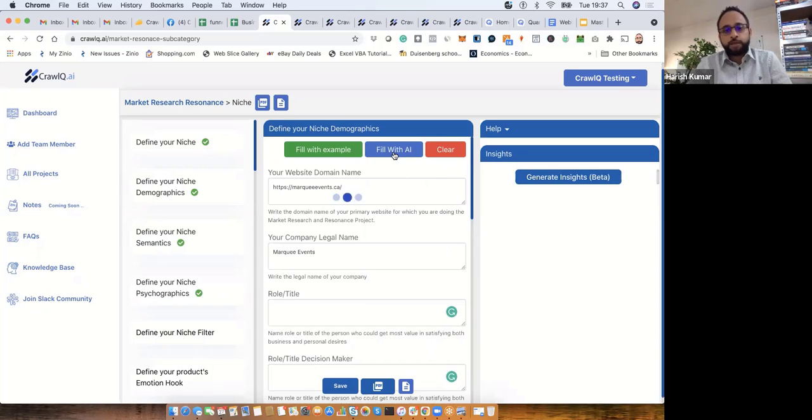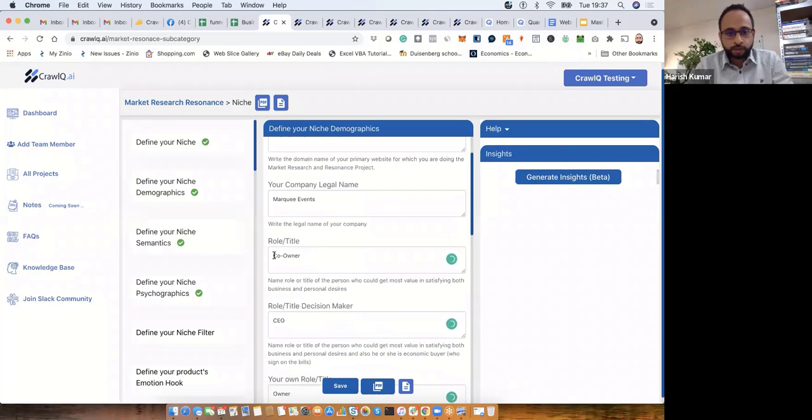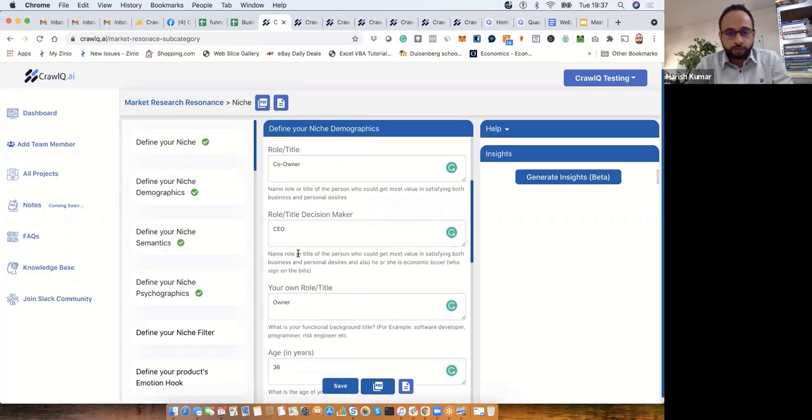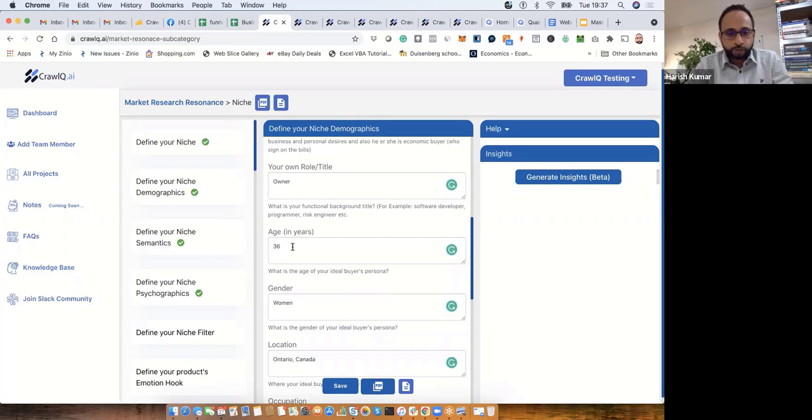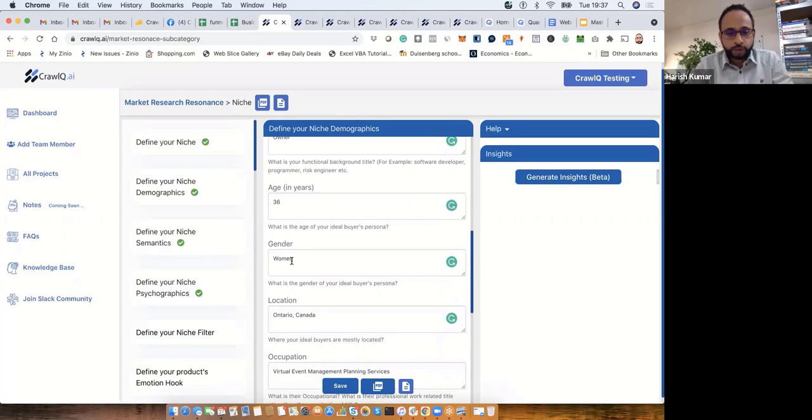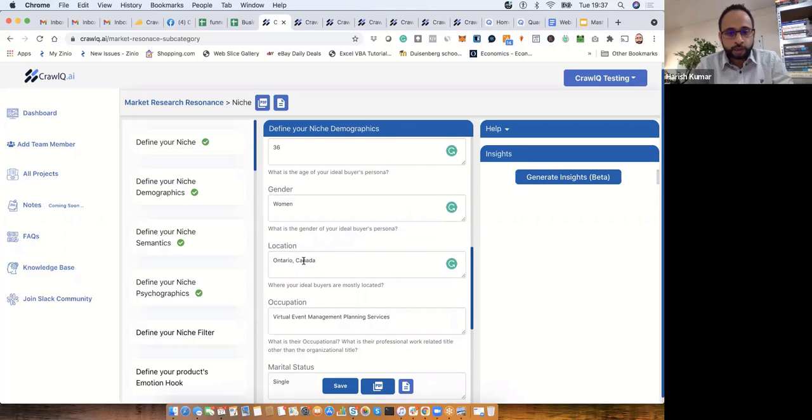But when I say AI, it's definitely using our first-hand information that we put here, right? So I just put the company name, then the legal name of the company, Marcus Event, role and title, co-owner, CEO. This person is 36 years of age. Gender of these people are women. They are located in Ontario, Canada.